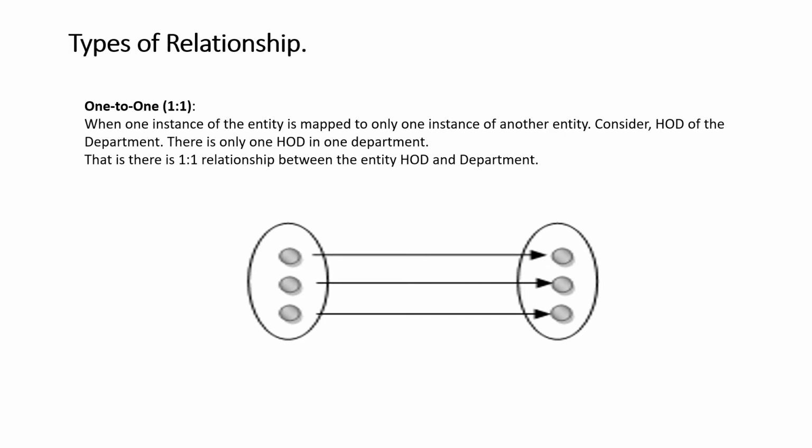When one instance of an entity is mapped to only one instance of another entity. Suppose consider an HOD of the department. There is only one HOD in one department. Cannot be more than one. So it is a 1:1 relationship between entity HOD and department. So you can see one HOD, one department, one HOD, one department. This way we can see the relationship 1 to 1.